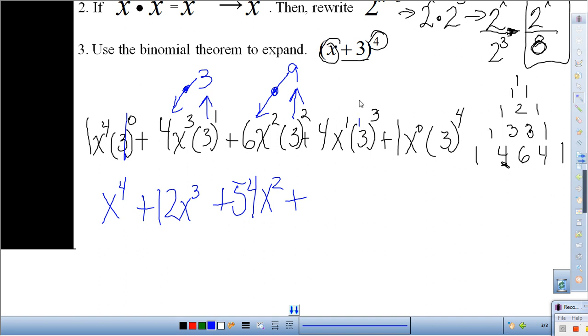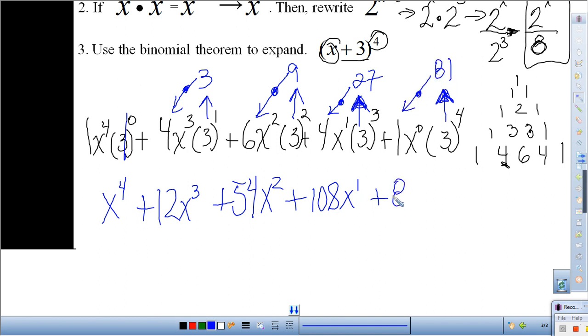Plus. What is 3 times 3? 3 to the 3rd, sorry. 3 to the 3rd is 27. Multiply 27 times 4. 27 times 4 is, let's see, 80 and 28. That's 108. X to the 1st. Plus 3 to the 4th. 3 to the 4th is 3 times 3 times 3 times 3, which is 81. Multiply that times 1, so that's 81. And x to the 0 is 1, so do we need to write it? No. We are set.